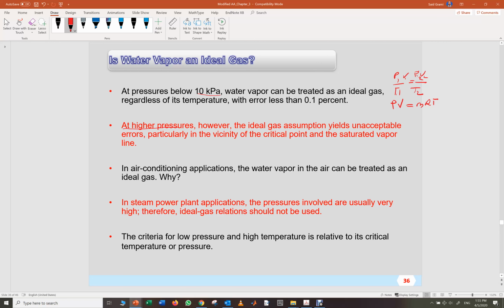In air conditioning applications, the water vapor in the air can be treated as an ideal gas. Why? Because we have low pressure. In steam power plant applications, the pressures involved are usually very high. Therefore, the ideal gas solution should not be used. In steam power we have high pressure, so in this case we cannot consider that the steam is an ideal gas. The criteria for low pressure and high temperature is relative to its critical temperature or pressure.